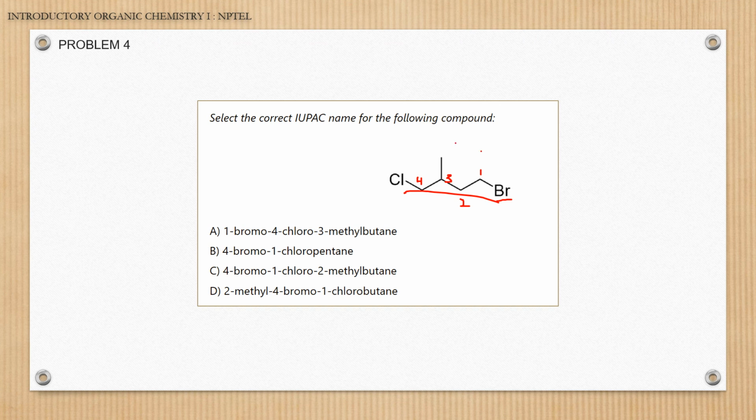So here, another rule of IUPAC is: if we start numbering from bromine from the right hand side, then methyl will come at position 3. But if we start numbering from the left hand side, then methyl will come at position 2. Yeah. So lower substituent position and lower carbon is more preferable, right? Okay, I got your point.